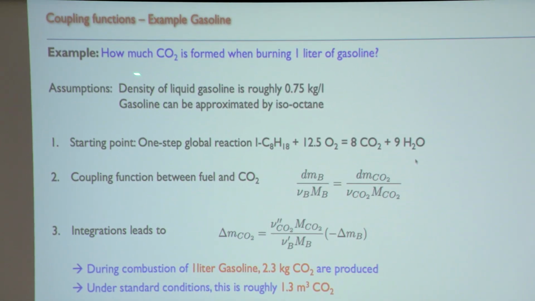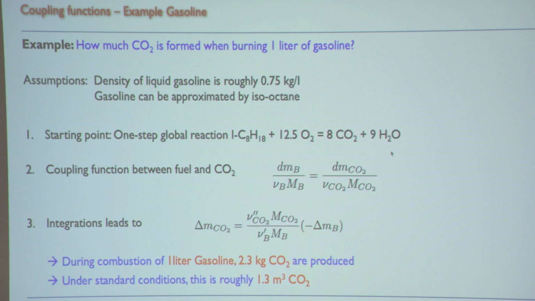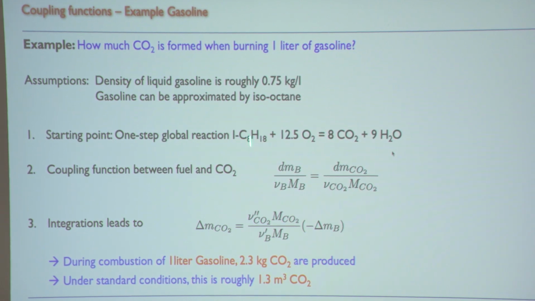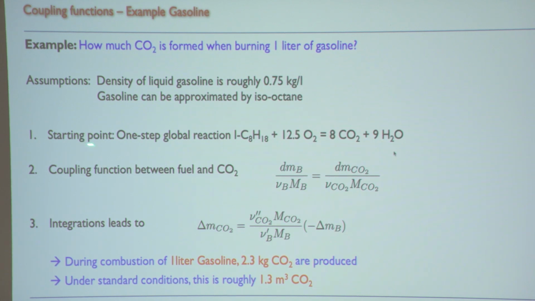Here's another interesting question. How much CO2 is formed when burning 1 liter of gasoline? I should have asked the question before showing it here. But, so, the assumption is, the density of liquid gasoline is roughly 0.75 kilogram per liter. Gasoline can be approximated by isooctane. Of course, isooctane is used in the definition of the octane number. And so it has similar properties to gasoline, and it's just an assumption here.